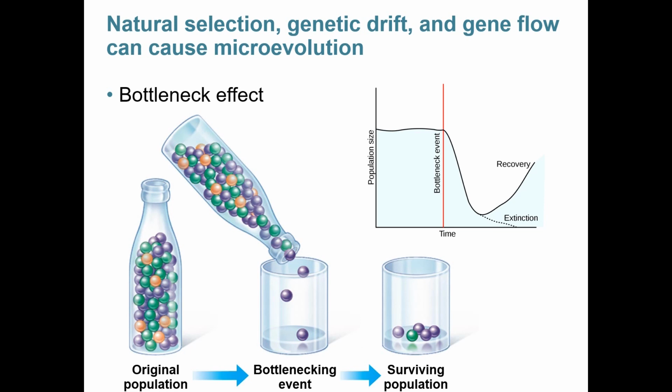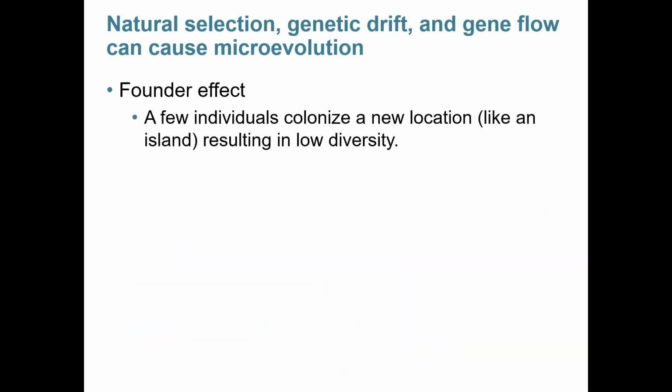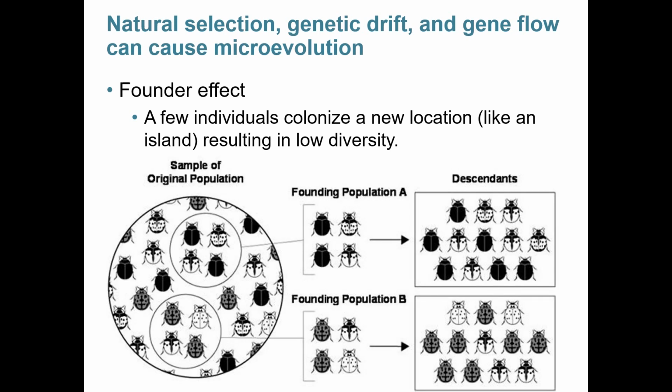The founder effect is a little bit different. In this case, a few individuals will colonize a new location, like an island, and this results in low diversity. For example, let's say that we have a sample original population. Founding population A consists of 3 different options, 2 black beetles and 2 different types of spotted beetles. This means that the descendants of population A are going to be missing all of the gray beetles that were in the original population. The founding population B has gray beetles instead of black beetles. This means that there will be no black beetles in the population that they found. So even though there's high diversity in the original population, there's lower diversity in the new populations because the founders of those populations had lower diversity.